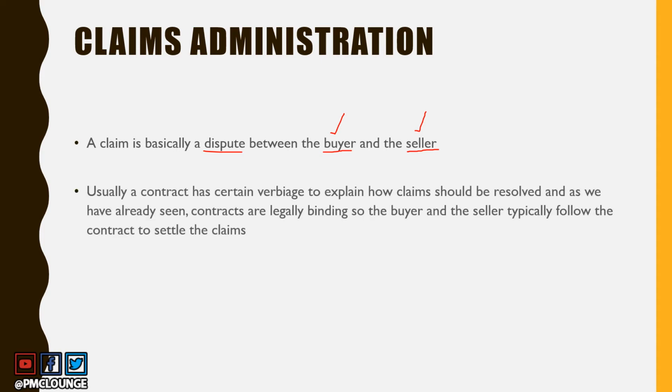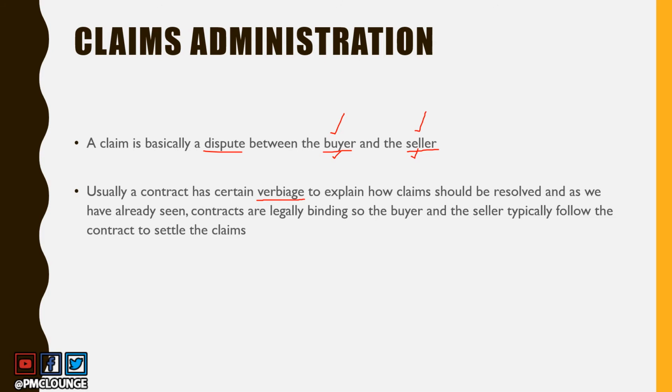Now, since you have signed a contract, there is a contract that is always signed between the buyer and the seller. The contract usually contains certain text which basically talks about the procedures of how you're going to resolve any dispute that may come up during the course of the project. Now, we have already talked about contracts, and the second link in the description is going to take you to a playlist on every single video on procurement management knowledge area. So you can check that out if you have forgotten already.